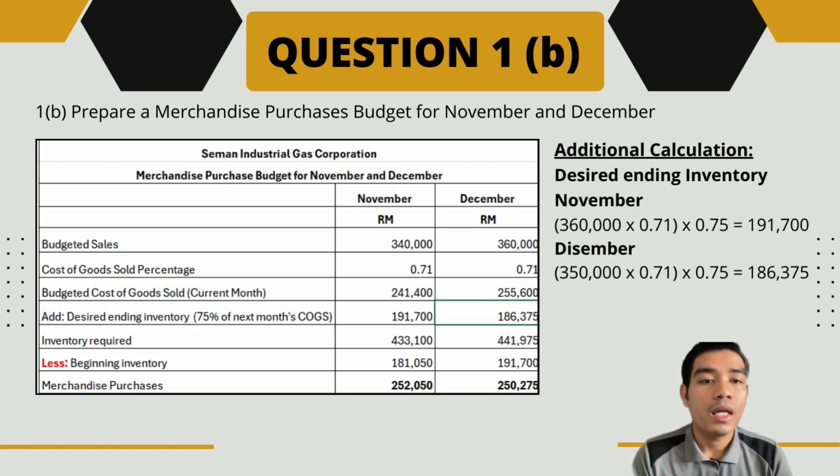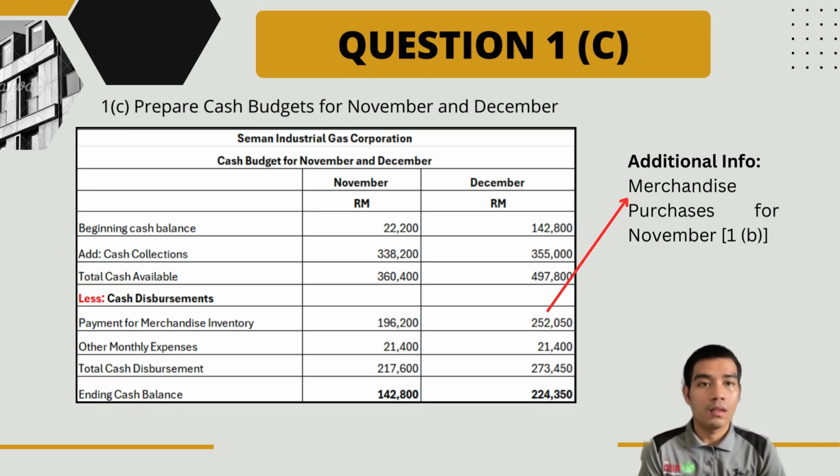After that, we add the budgeted cost of goods sold with the desired ending inventory, and we get the inventory required. The inventory required less the beginning inventory gives us the merchandise purchases. So the total merchandise purchases for November is 252050, and for December the total merchandise purchases is 250275.